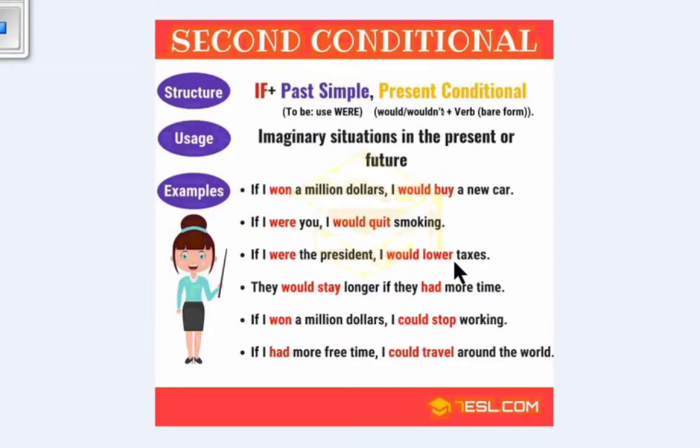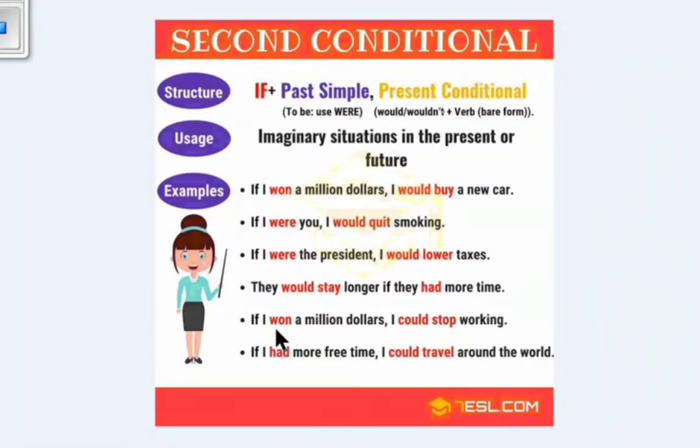But with the second conditional, we use were with all of the pronouns, all of the persons, with giving advice and unreal situations. Let's look at this example. They would stay longer if they had more time. Here we linked using if in the middle, so we didn't use the comma. Of course, we started with the sentence with would plus the bare infinitive verb, and the second sentence will be in the past simple tense.